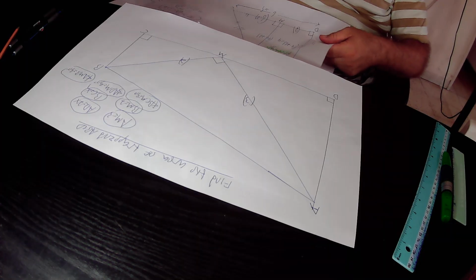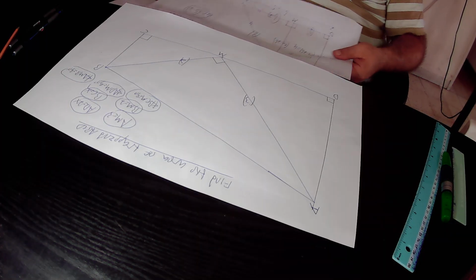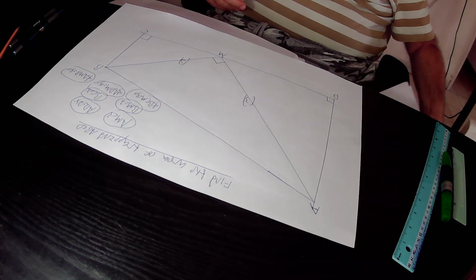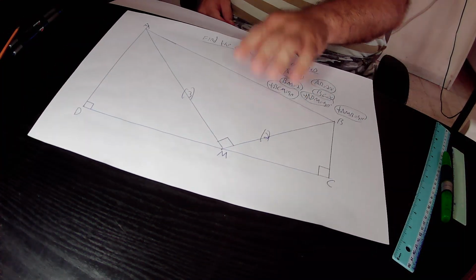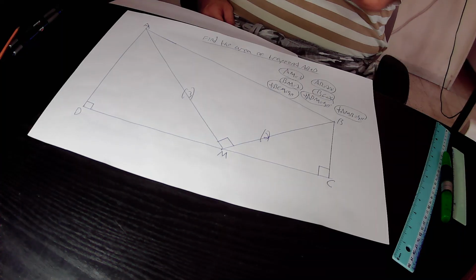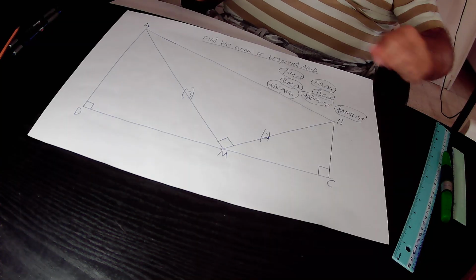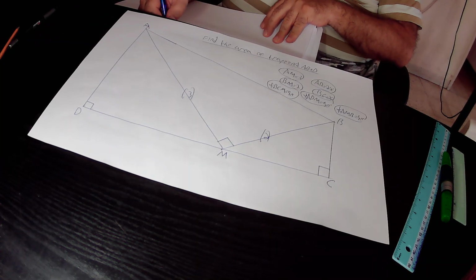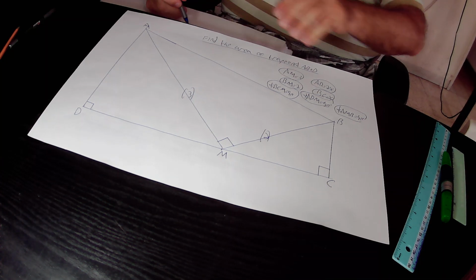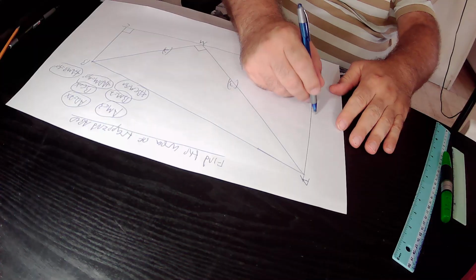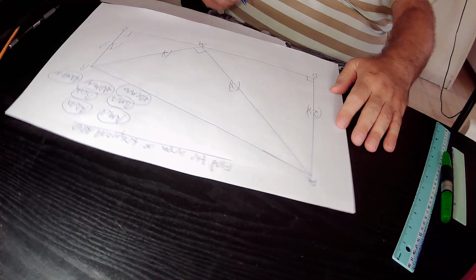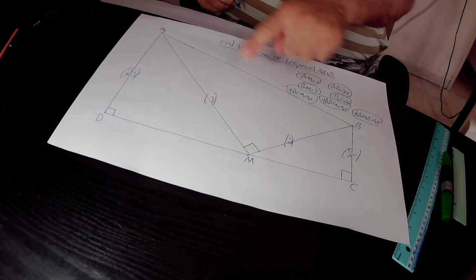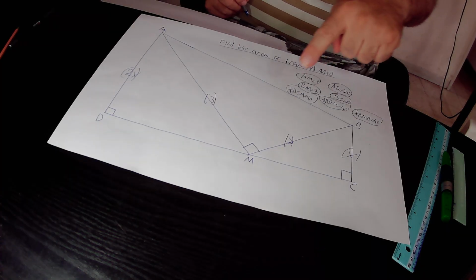This is trapezoid ABCD. It is not the same trapezoid ABCD that we solved in the first question. This is a different trapezoid. So in this trapezoid ABCD, you know that side AD equals 2x units in its length, side BC equals x units in its length. You know also that line segment AM equals 3 units, line segment BM equals 2 units.